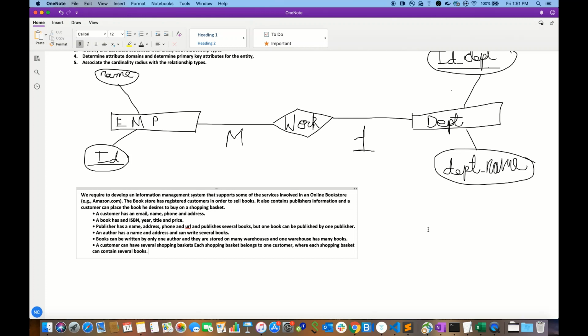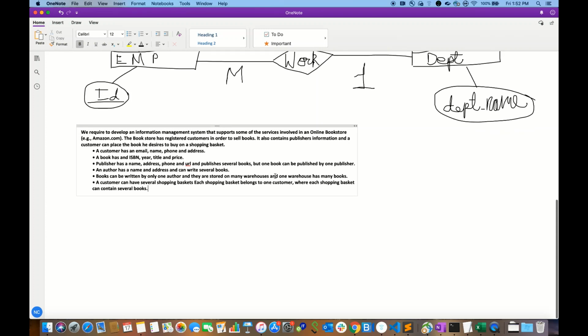An author has a name and address and can write several books. Books can be written by only one author, and they are stored in many warehouses, and one warehouse has many books. A customer can have several shopping baskets. Each shopping basket belongs to one customer, and each shopping basket can contain several books. So this is the problem description. Let's just dive in by designing.